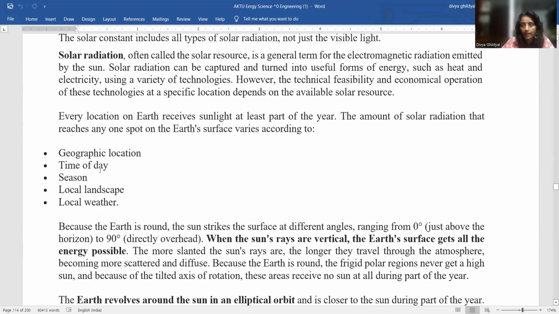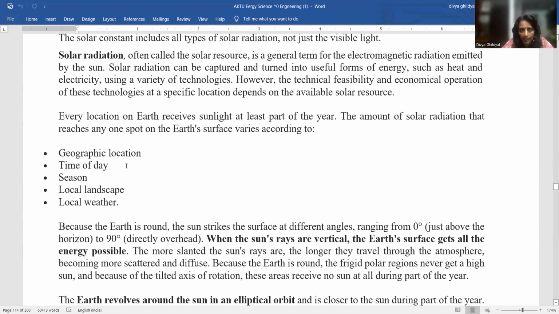Time of the day: at night there is no sunlight, so I know my solar panel will not be functioning at night. I know my photovoltaic cell will not work at night. Season of the year: in winters there is a shortage of sunlight because it gets surrounded by clouds, etc. Local landscape depends a lot. If you are doing the experiment in deserts, in a snowy place, or near the seaside. Local weather is also very important. If it is raining the whole day, then what is the use? Where will you capture sunlight and use it at night? So these are certain basic requirements.